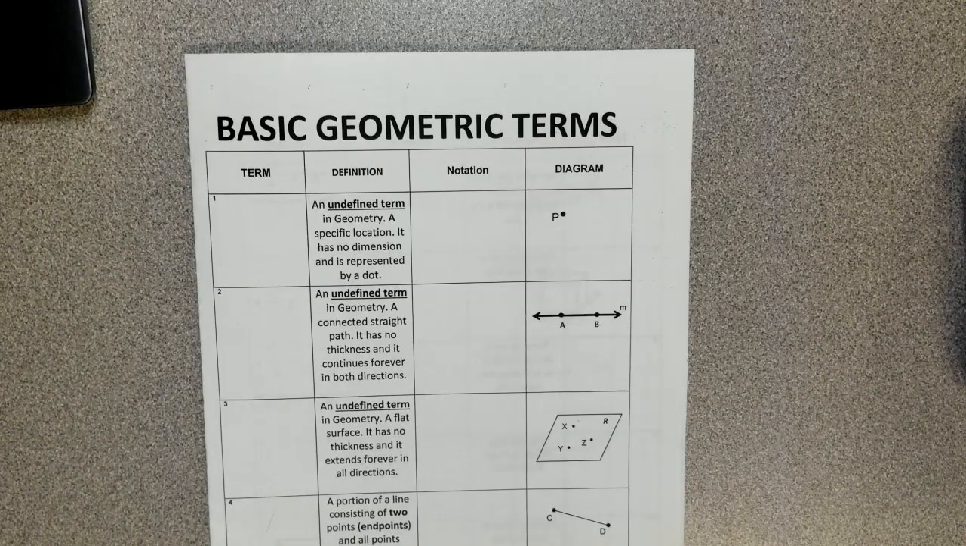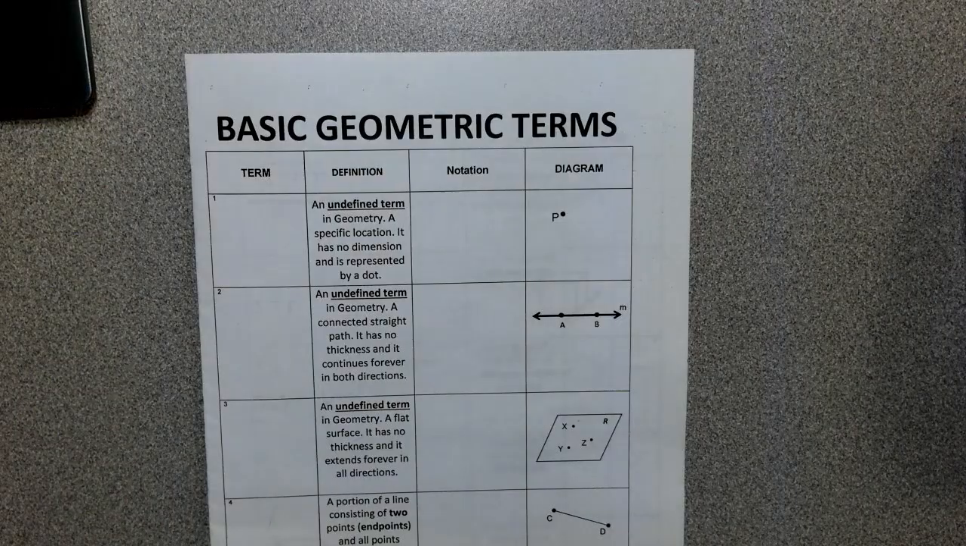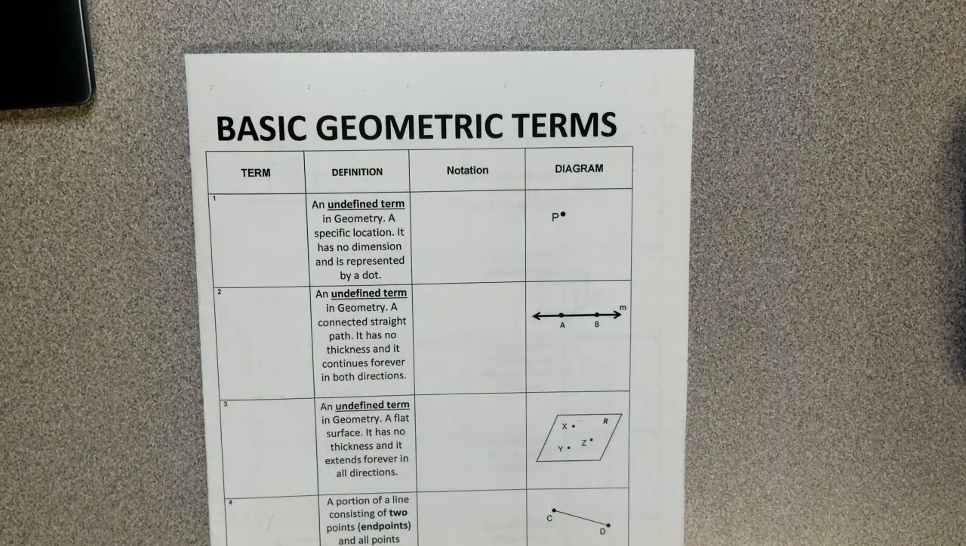So there's this guy named Euclid, and Euclid is the father of geometry. Can everybody say Euclid? Euclid. Everybody say Euclid. Euclid. What is Euclid? He's the father of geometry. That's a test question.